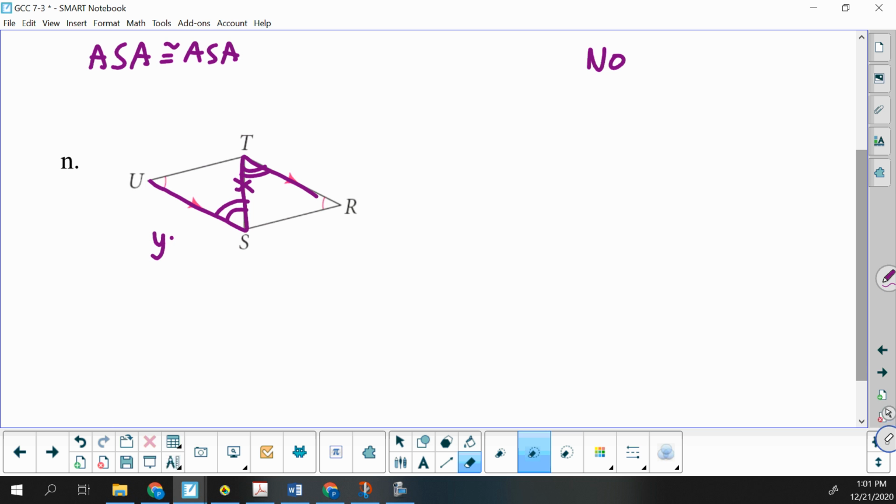So this becomes a yes because we have two angles and then a side that's not between. So we'll have triangle UST is congruent to triangle. U had one mark, so that starts with R. S was our alternate interior one, so that matches with T, and then that finishes with S. And we have angle, angle, side is congruent to angle, angle, side.